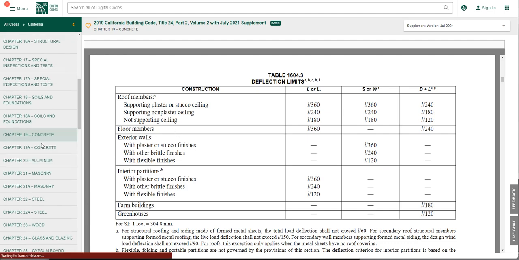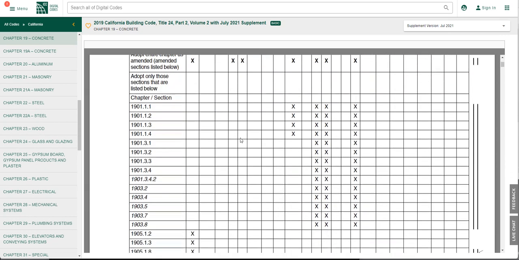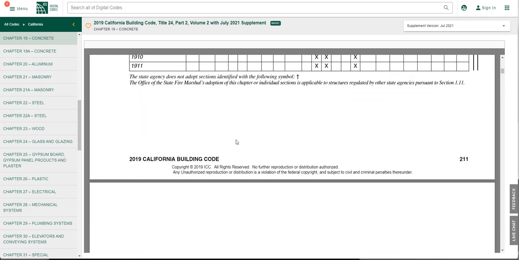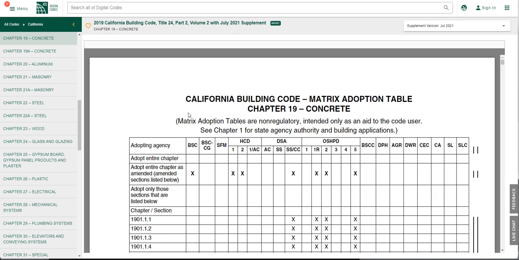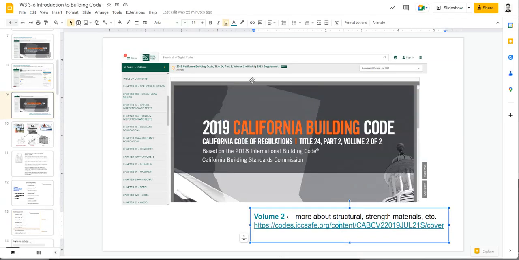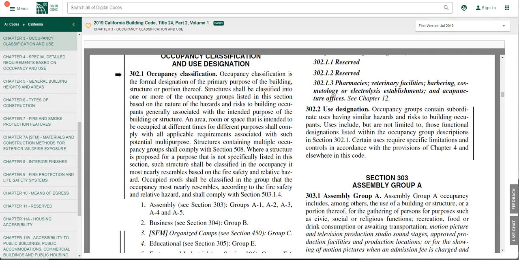It also has sections on concrete, steel, wood. So this is mostly about strength and structure. So architects normally don't open this unless they want to look at a particular code referring to volume 2. Okay, so mostly we're going to work with the volume 1 of the Title 24 Part 2.